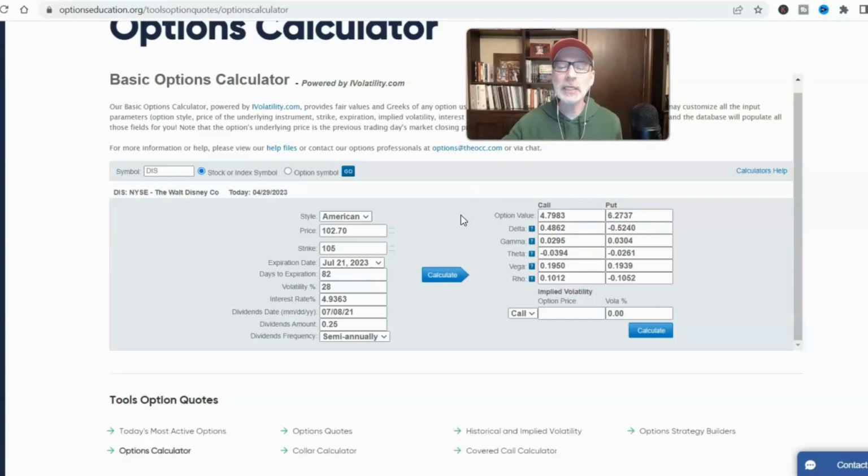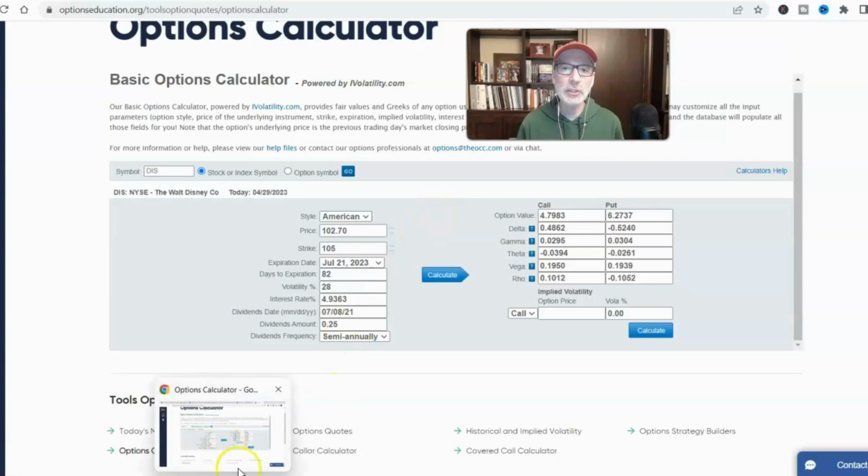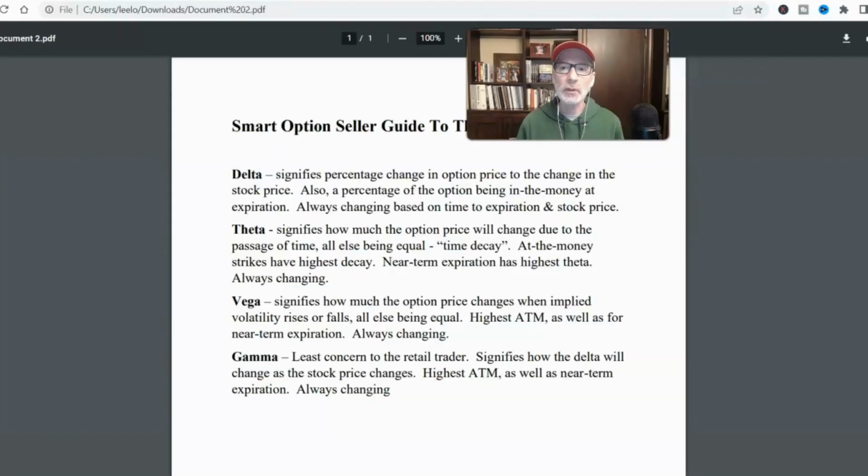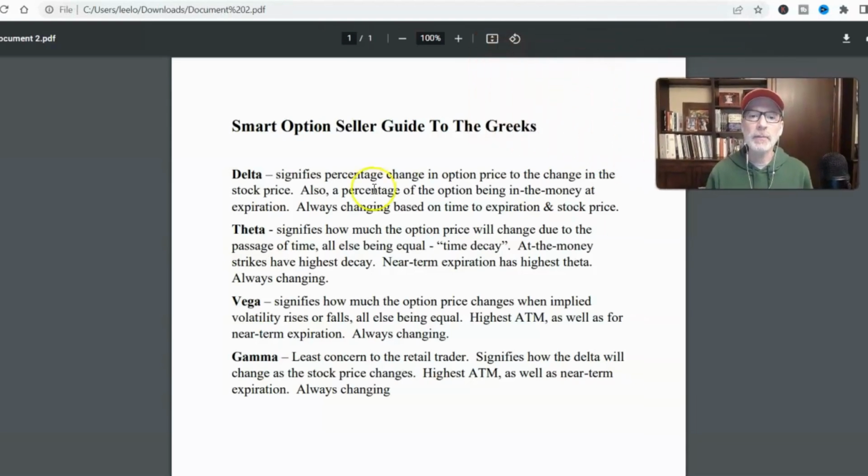All else being equal, if the stock stays at the same price for the next day, you're going to lose as an option buyer 4 cents per contract. I hope that makes sense to you. I hope you understand how these Greeks can be really important. Let's bring up the cheat sheet one more time. Make sure you understand the Greeks, because it'll help you understand which is more of an ideal option strike and expiration date for you to choose.